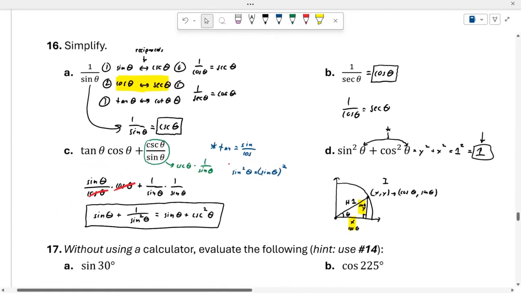So zoom out here, and those are our simplified answers for question number 16.